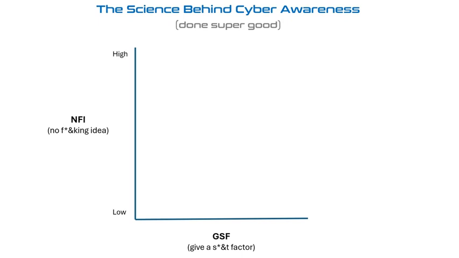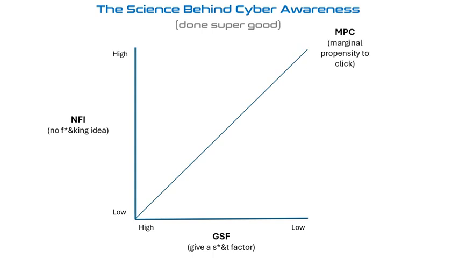Now, this one we have to measure from high to low on the x-axis, and now we come across the core metric that derives from these two called the MPC, the marginal propensity to click. I know this sounds really scientific, and it is, but bear with me, we'll get there. Now, with the MPC metric, if someone has no idea and they don't give a shit, then of course they're going to click on some random shit and get your company hacked, okay? Right, we have the graph. It all makes sense, of course.